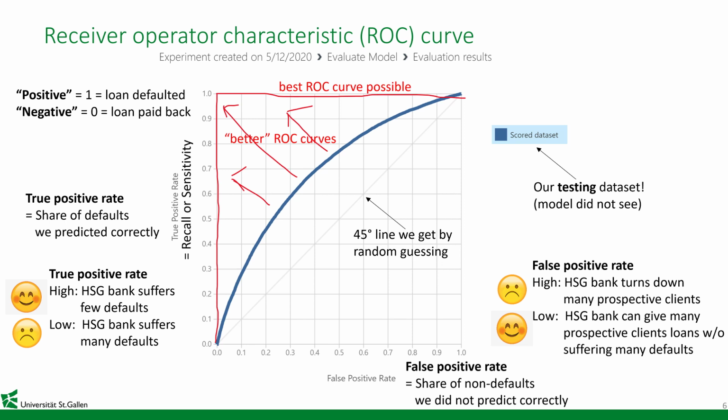Now finally, you know that we are interested only in the prediction quality on our testing dataset because we simply use the training dataset to estimate the model. This also means that, of course, the ROC curve is computed on the testing dataset, which the model did not see while being estimated.